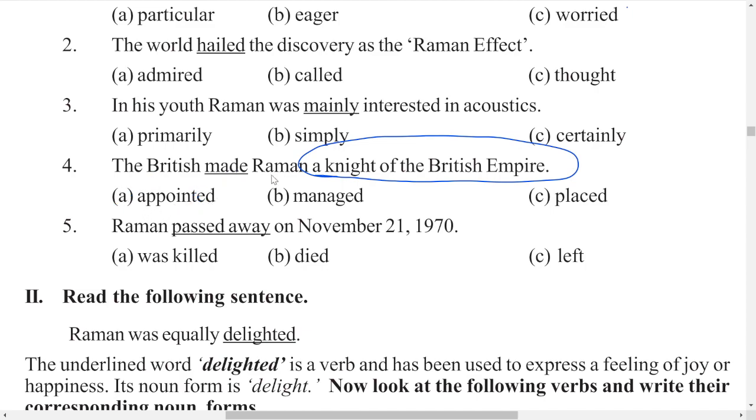Next, look at the fifth one here. Raman passed away on November 21, 1970. Okay, see, you have two phrases. One is passed away, another one is passed out. What do you mean by passed out? Passed out means not when you pass in the examination. Pass out means to get fainted.